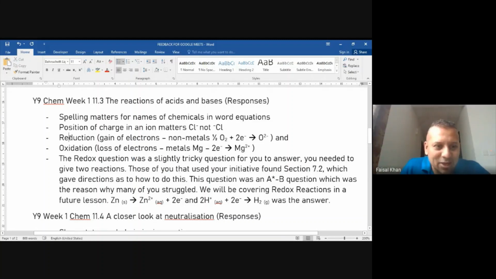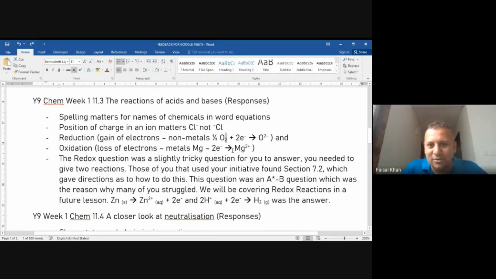But very briefly, reduction is the gain of electrons, and this is what non-metals do. So here is an example, and you can have oxygen reacting with magnesium. So that's magnesium burning in air. Now, we respect the fact that oxygen exists as molecules, so we use a half to put oxygen rather than just say O. So if I just did that, my common sense would say, well, if you're starting with oxygen, start with that, okay? But we don't do that.